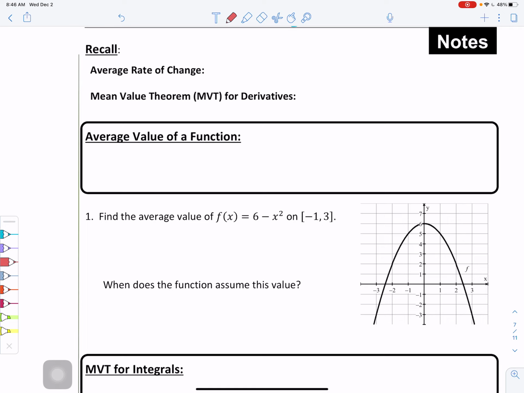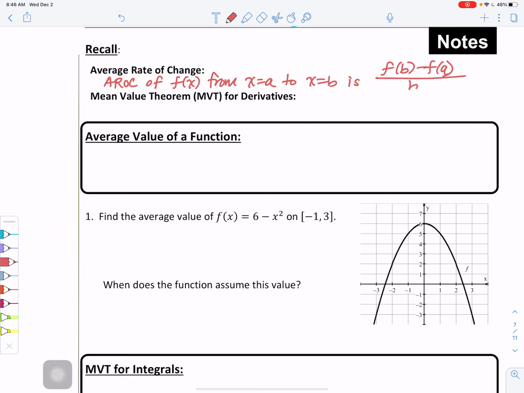First of all, let's recall the average rate of change. The average rate of change of f of x from x equal to a to x equal to b is f of b minus f of a over b minus a. That's just slope.